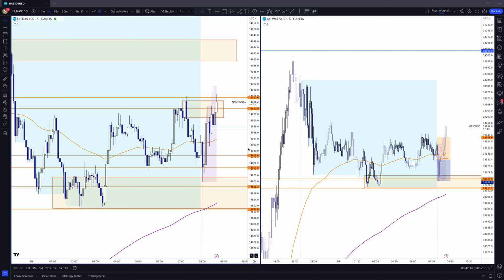I am a day trader. I trade the London session every single day. Price action only, no indicators except a little moving average here and there. And today I took only one trade. In fact, I took it on NAS 100.